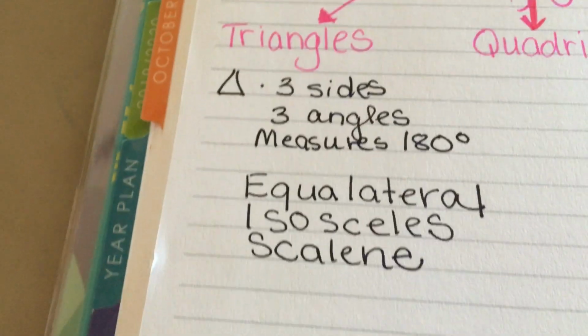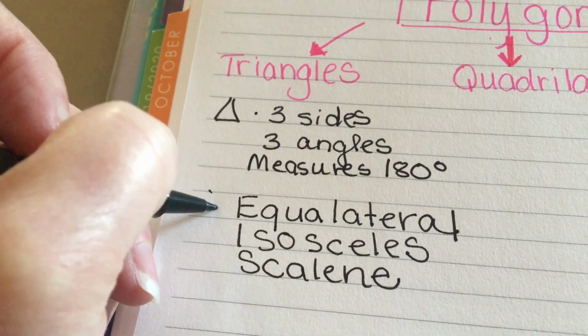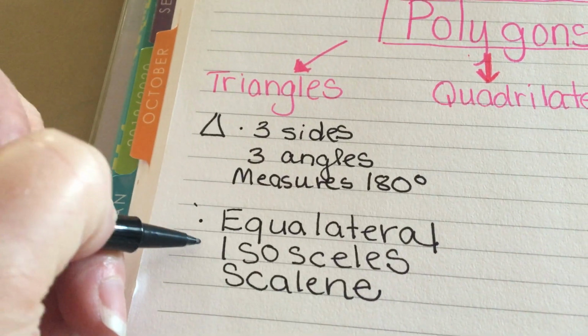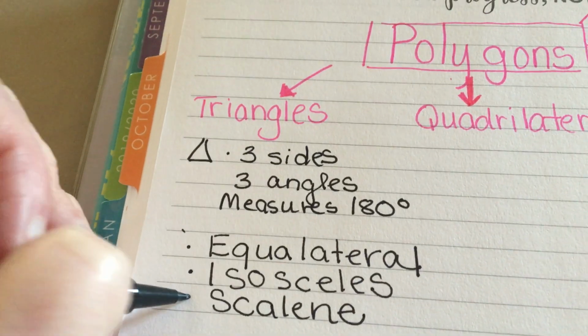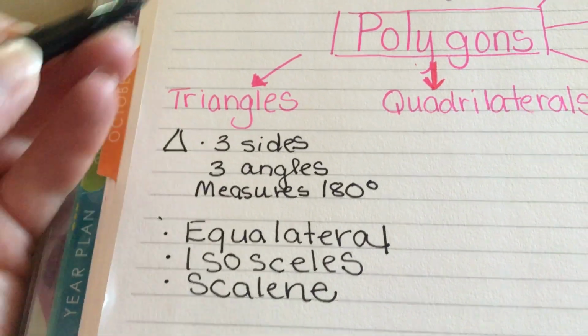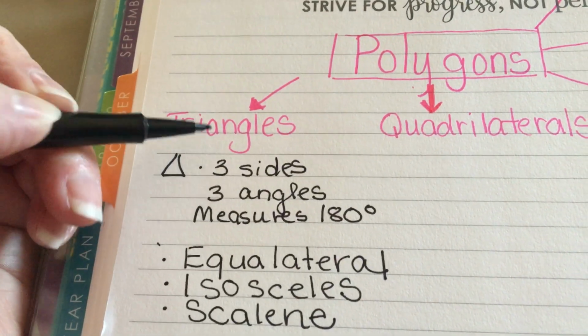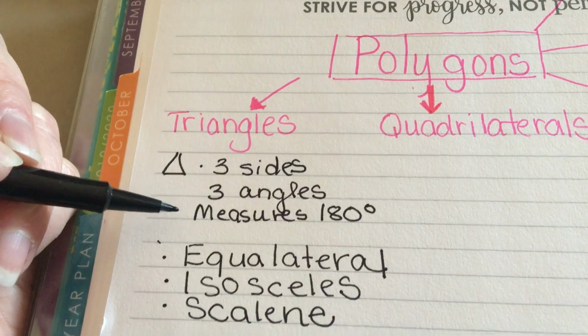I'm going to go ahead and I have them down here. These are the ones that we're going to be focusing on today. An equilateral, all sides and angles are equal. Isosceles, two sides and two angles are equal. Scalene, none of the sides or angles are equal. But they all have three sides, they all have three angles, and all of their angles put together do equal 180.